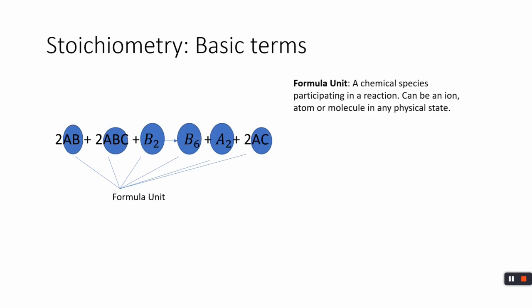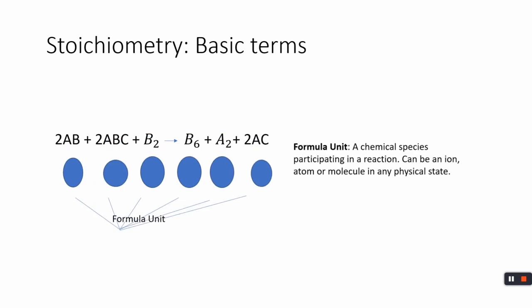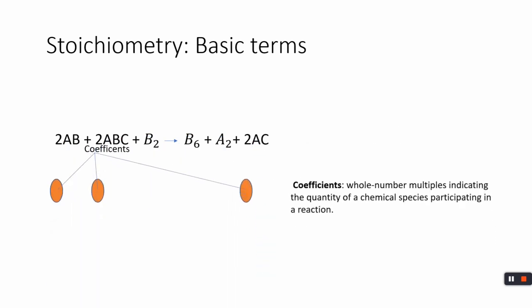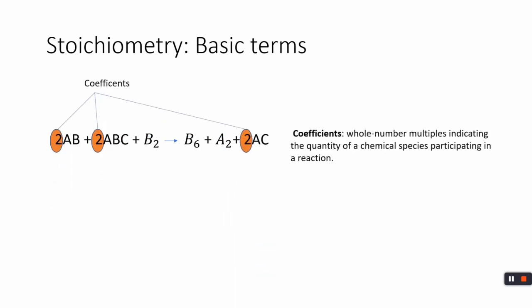So your formula unit can be an ion, it can be an atom, it can be a molecule, and it can exist in any physical state. So liquid, gas, plasma, solid, it does not make a difference so long as it participates in your reaction. Those formula units are going to be weighted by coefficients, which don't need to be, but are preferably whole number multiples indicating the quantity of a chemical species participating in your reaction.